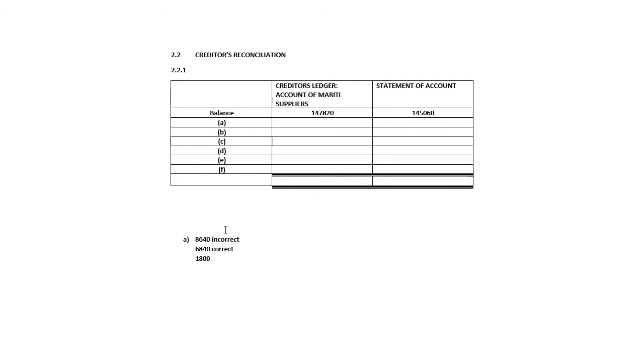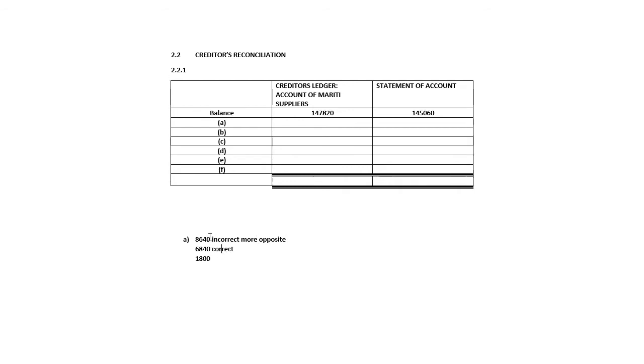Have we got more than what it should be or less? We've got 8,640, which is more. So we've got more than what it should be on our ledger. So if we've got more, we've got to do the opposite to fix it. If we've got less, we do the same. So we've got to do the opposite to fix it.